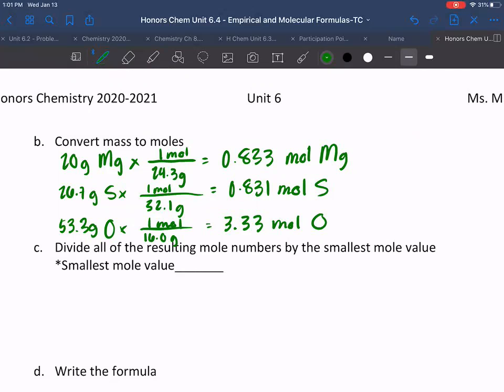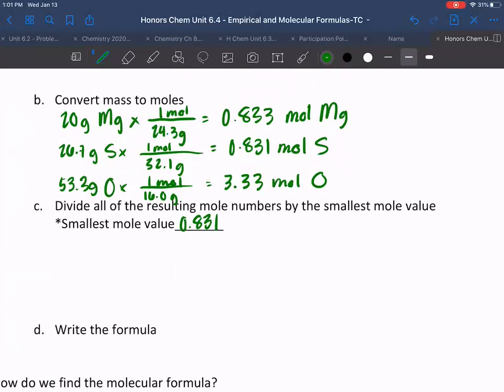So now that we have found all of our molar values, which element has the smallest value? Sulfur. So that 0.831, that's our smallest mole value. So we're going to divide, again, each one of the mole values by 0.831. So 0.833 moles of magnesium, all divided by 0.831 moles. We have 1 mole of magnesium.